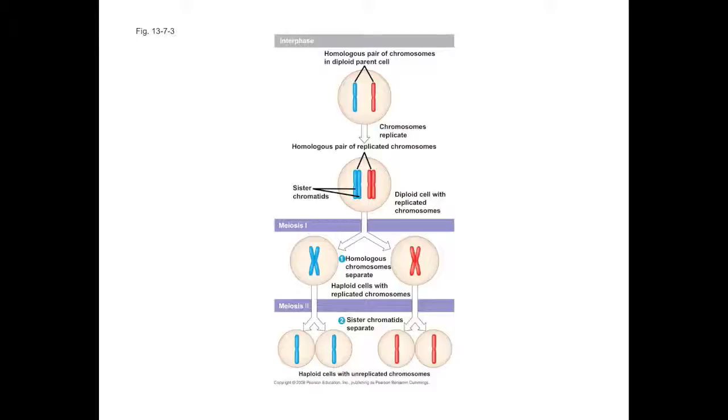Just keep in mind that meiosis occurs in two parts: meiosis 1 and meiosis 2. In meiosis 1, DNA replication occurs, creating homologous pairs which are separated into two cells. In meiosis 2, the sister chromatids are separated, creating four haploid cells. I'll show you exactly how this is done.